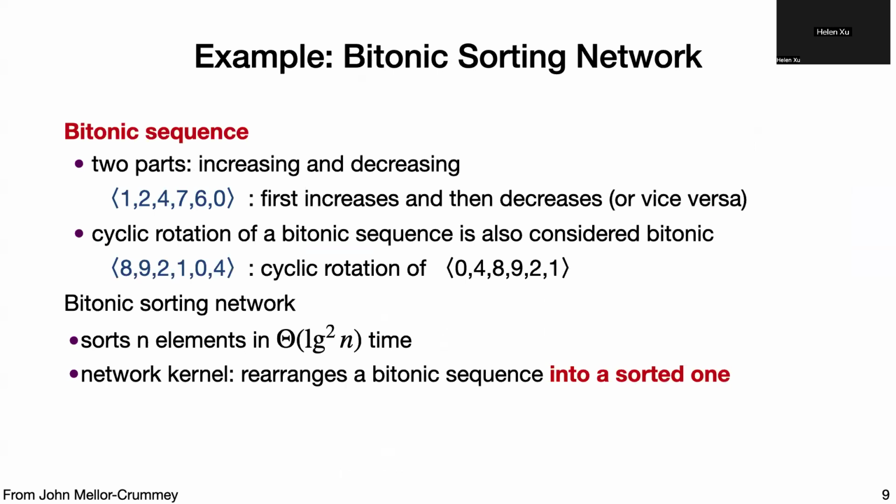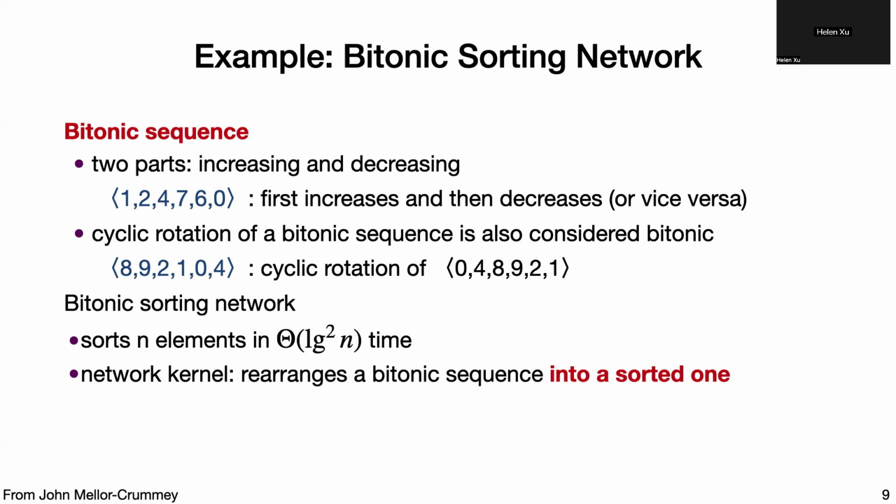A Bitonic sorting network is one example of a sorting network. And first, to understand it, we have to learn what a Bitonic sequence is. It's just a sequence of numbers, but rather than a monotonic sequence, which is either monotonically increasing or monotonically decreasing, a Bitonic sequence is two monotonic sequences. So there are two parts. It's either first increasing and then decreasing, or the other way around, first decreasing and then increasing. Like in this example, the increasing part is 1, 2, 4, 7, and then the decreasing part is 6, 0. And like I said, if it was decreasing and then increasing, that would also be Bitonic.